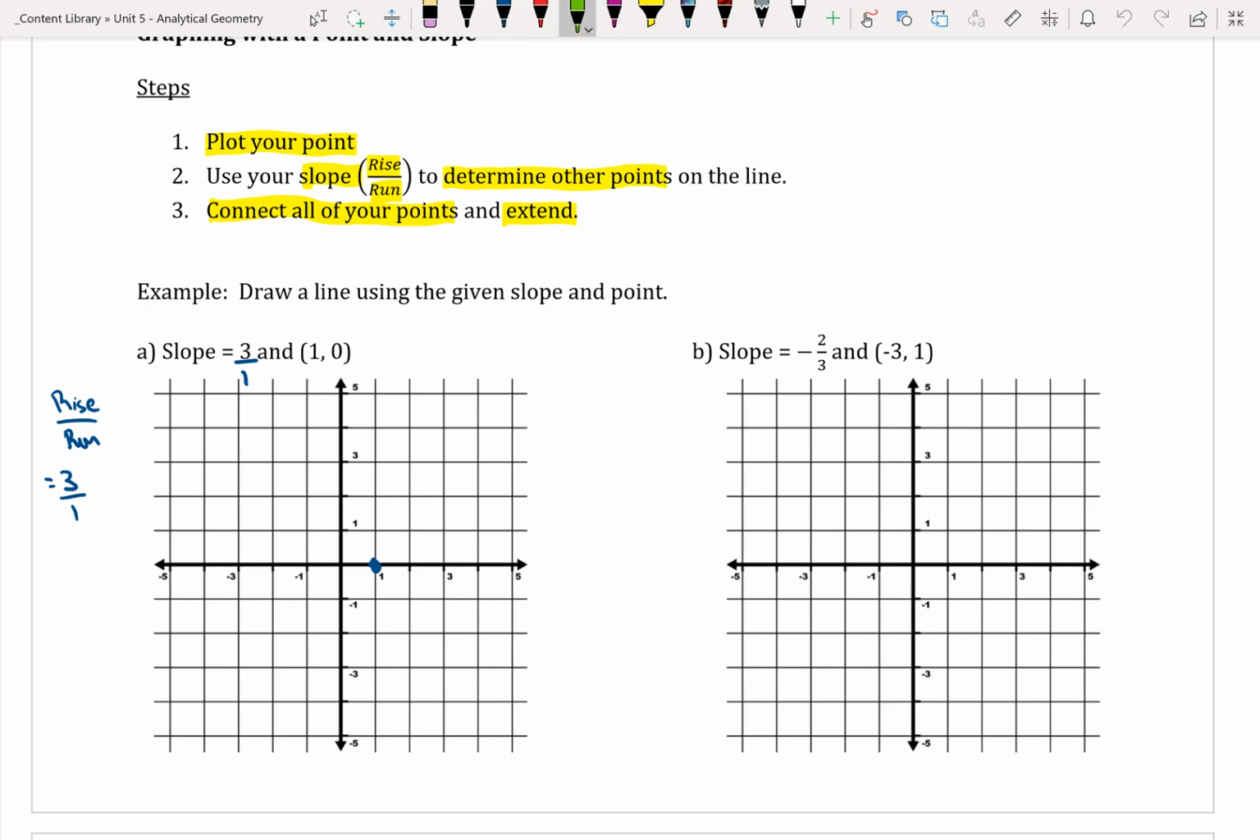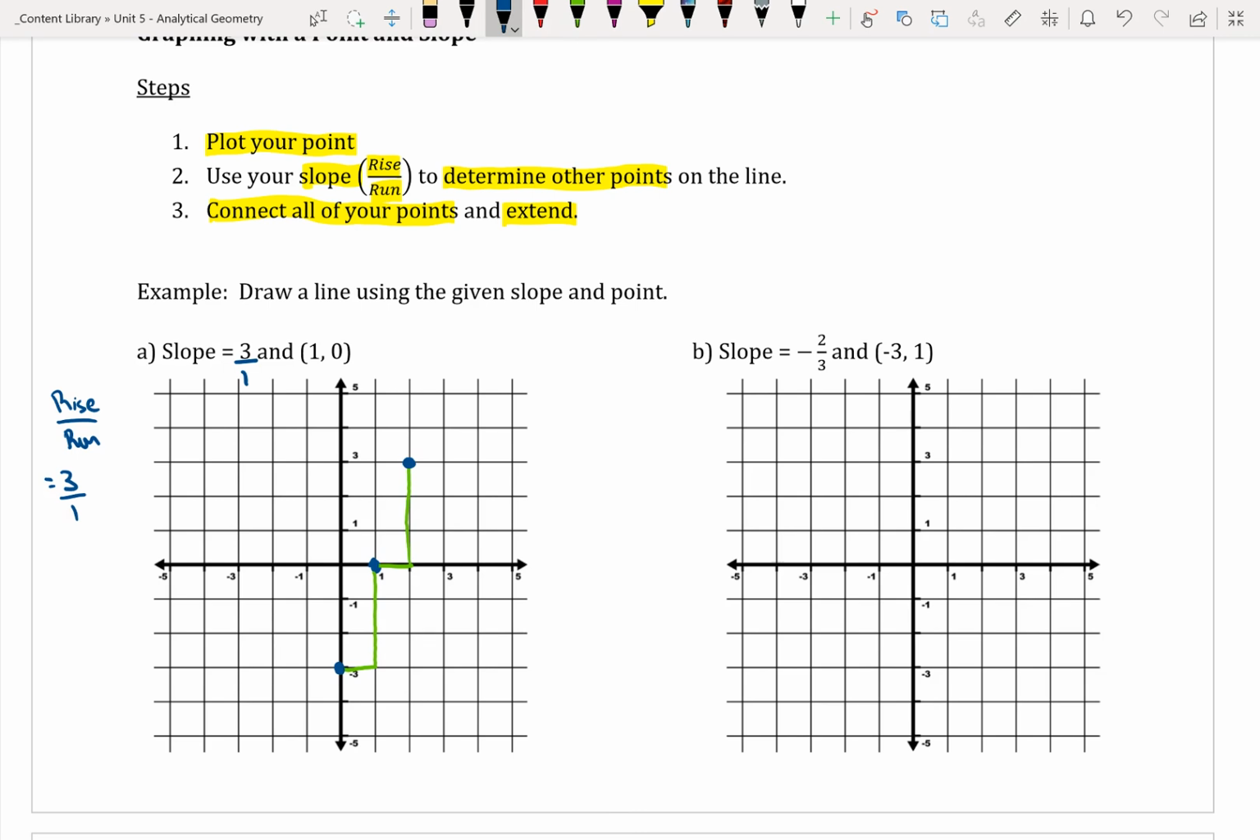So what that means is, starting from my point, I'm going to run 1 in the positive direction, and I'm going to rise 3. And after I do that, that will give me my next point. Now, I can't go any further to the right, but I can go backwards, and we know our line does continue in both directions. So to go backwards, what I have to do is just do the opposite. So instead of going over 1 and up 3, I'm going to go down 3 and to the left 1. And that's going to plot me my next point. And that's as far as I can go left. I can't continue any further based on this grid.